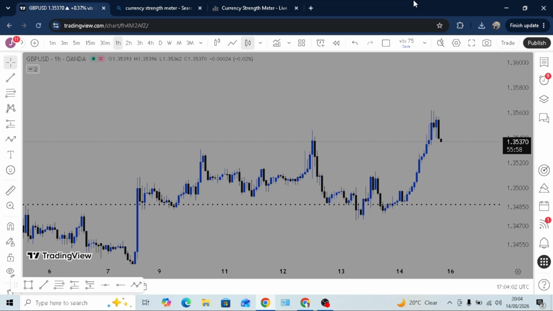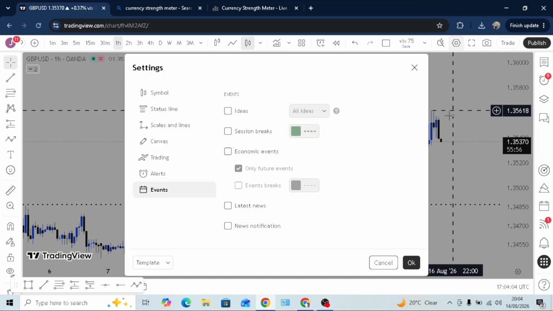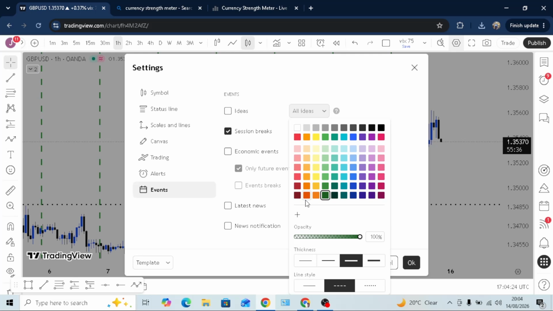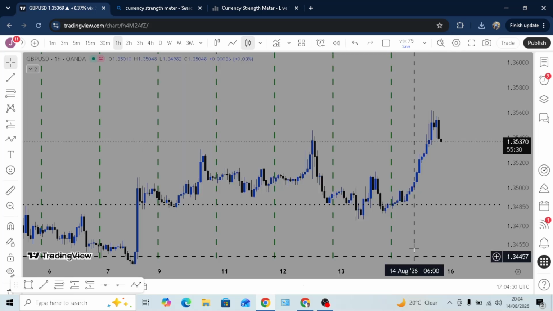So all I need you to do is go to your settings, click on the settings button. Now scroll down below. I want you to click on the events section. On that events, you will notice this box which is written session breaks. I want you to click on that session breaks, ensure that it is marked, and then you can go ahead, choose whichever color you prefer. And once you've done that, just click on OK.